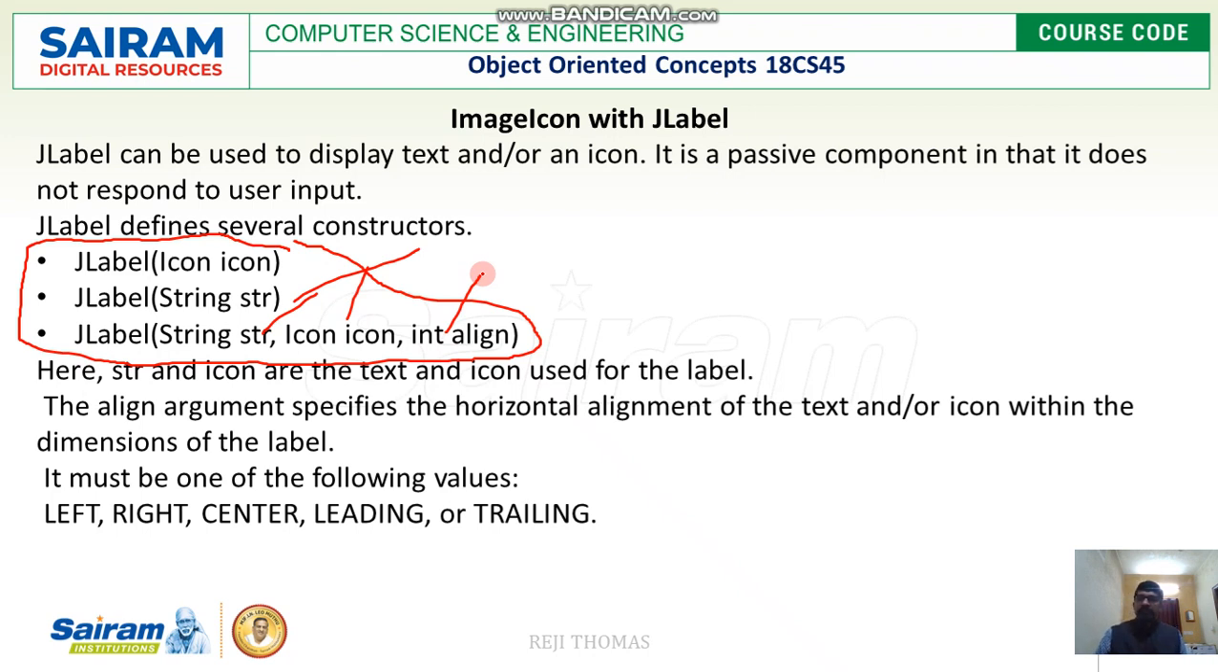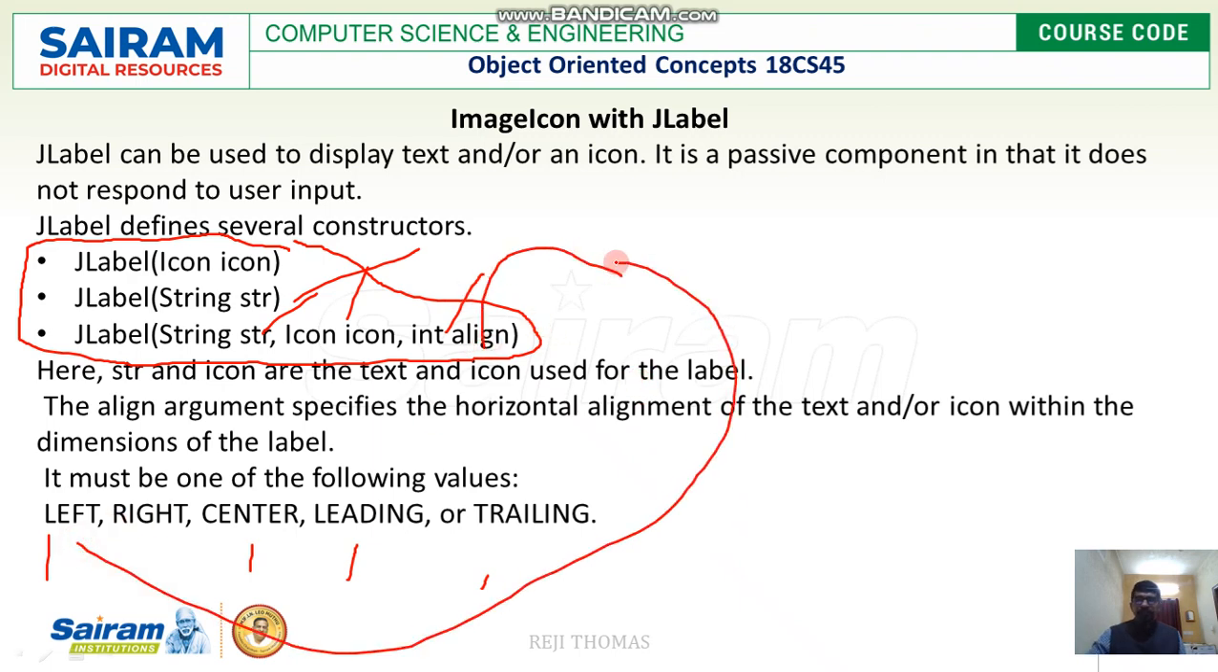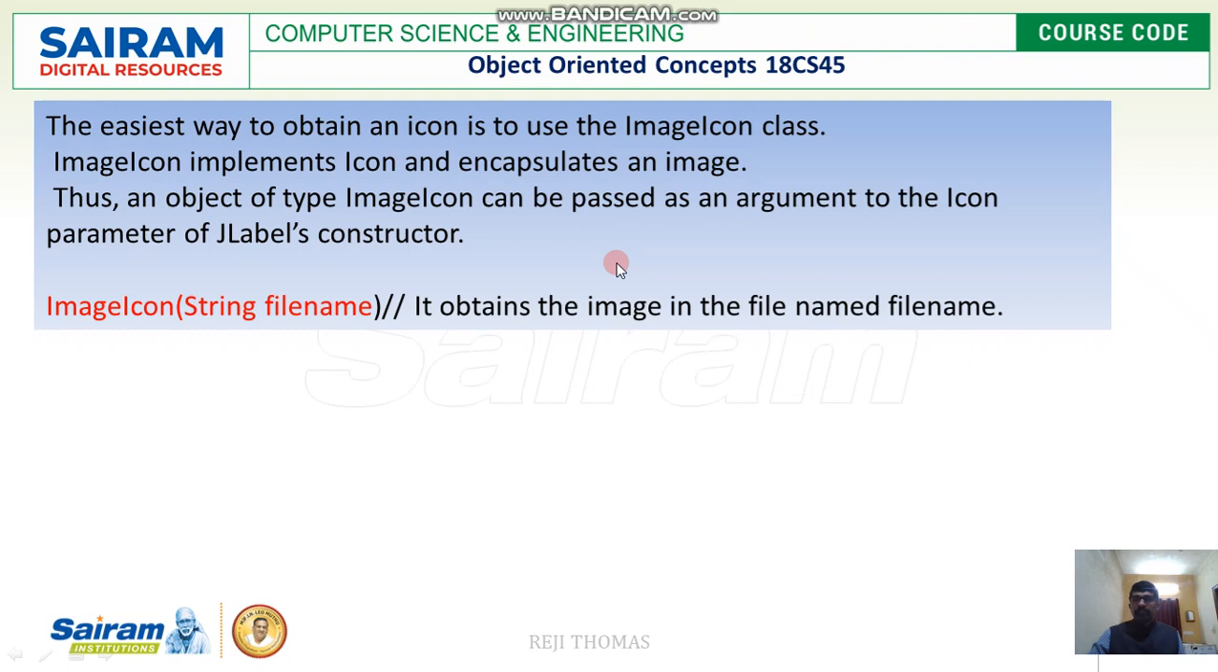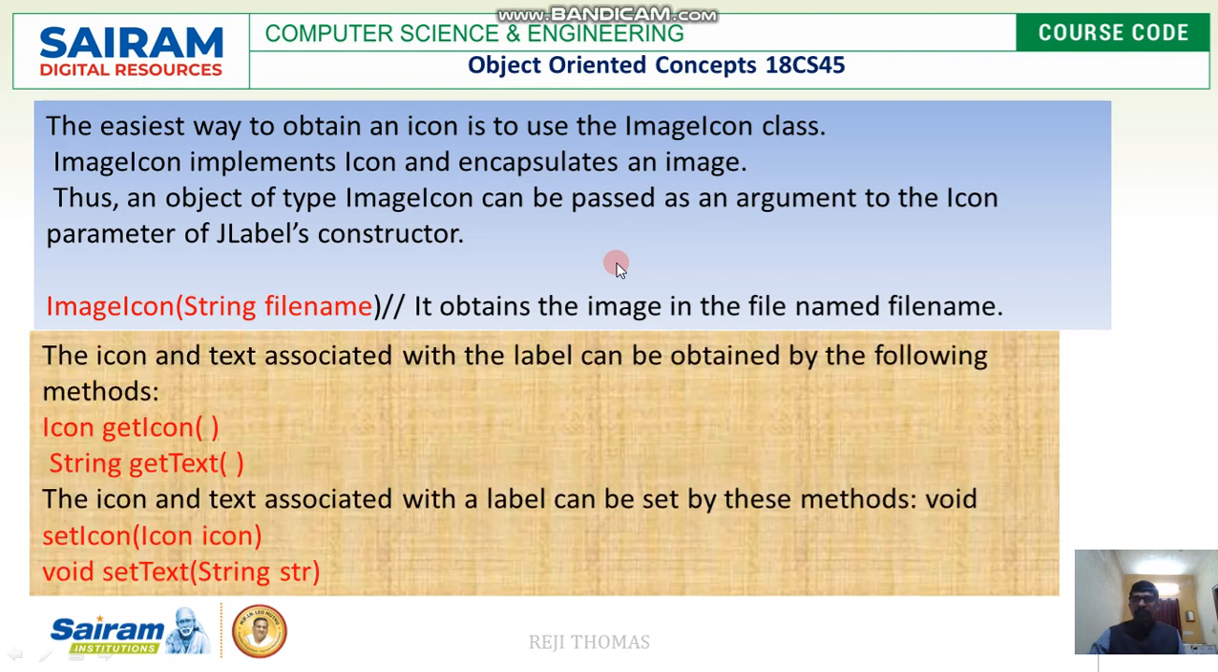And see, this alignment can be of three types. We can align this to left, we can align it to the right, we can align it to the center, or leading or trailing. These are the different alignments, or we can replace this align with all these constant values. So let us see a small program which is going to use the image icon.